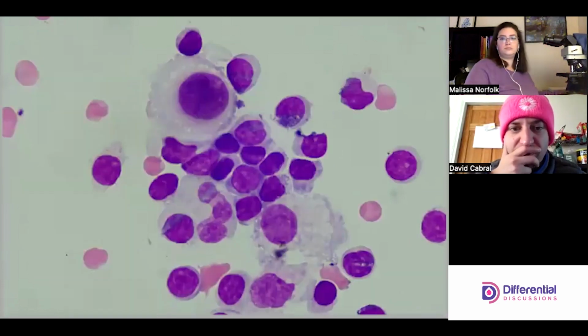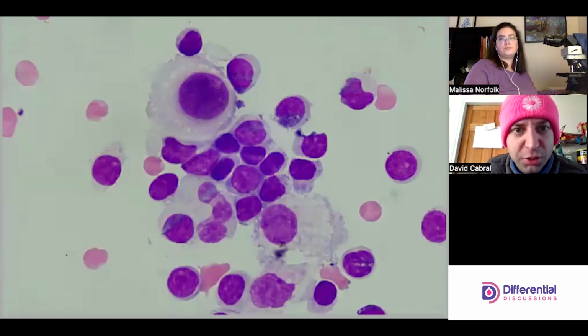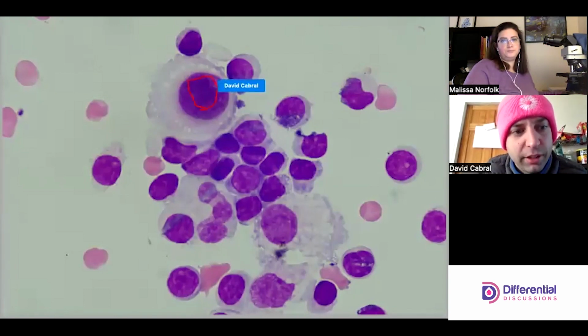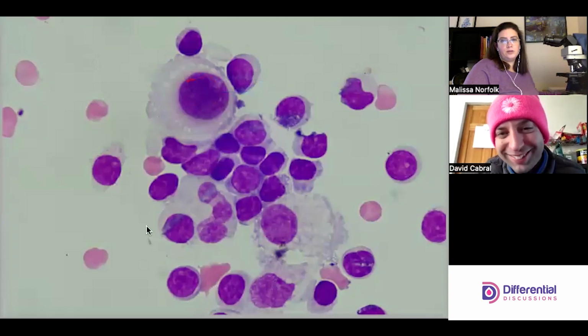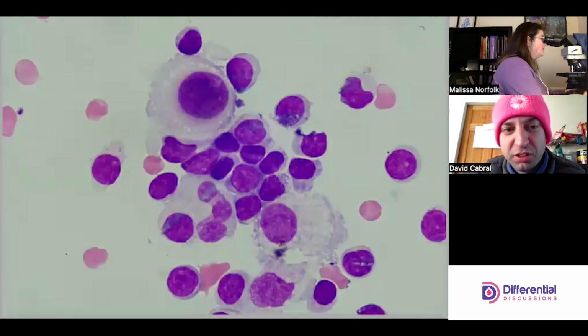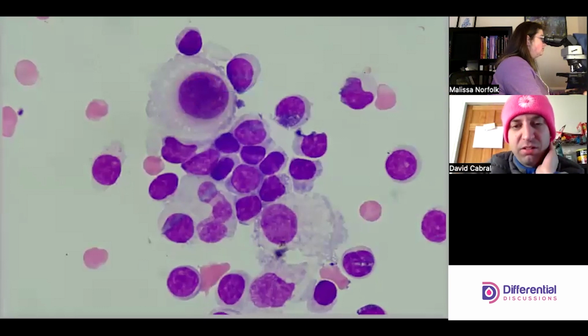Yeah. And I think we're kind of seeing it a little bit again. This one has, I don't like this darker staining area in the middle. Yep, that's not good. Agreed. And then this one just looks like a macrophage. Yeah, I agree. Yep. And then a lot of lymphs just smushed in between and around.